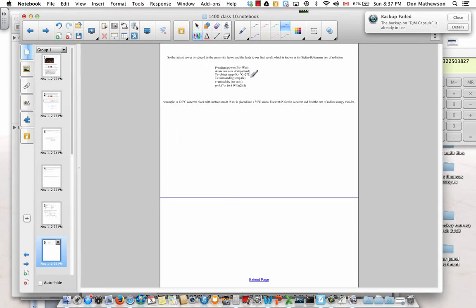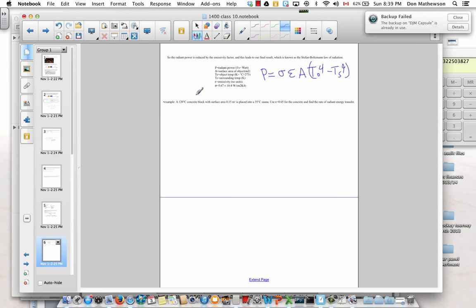So if we include that emissivity factor, to say that not everything is a perfect absorber, we get the following statement of radiant power. Here's the emissivity constant. This is Stefan's constant, this value here. Here's the surface area. So this is emission by the object. This is absorbed from the surroundings. This is the net radiant power.